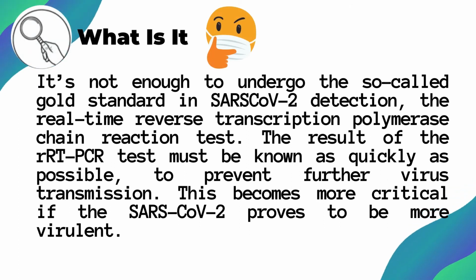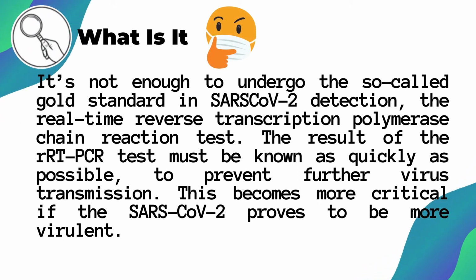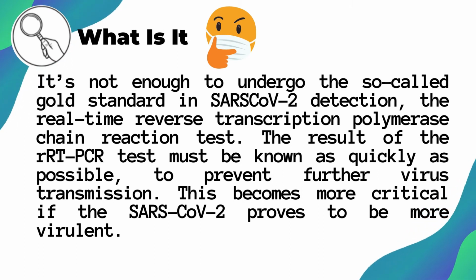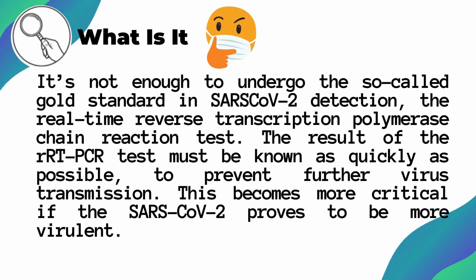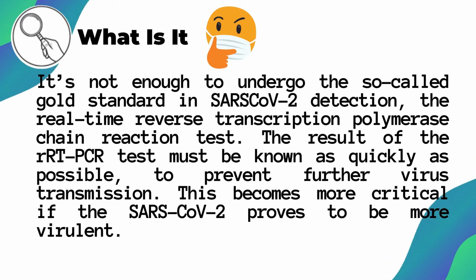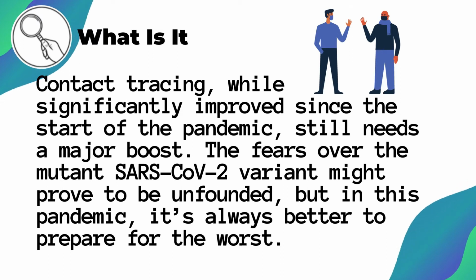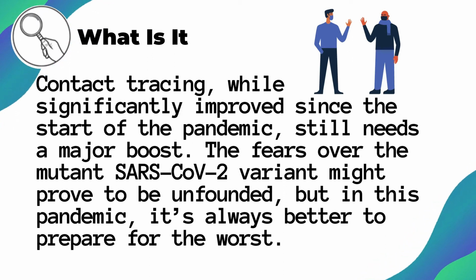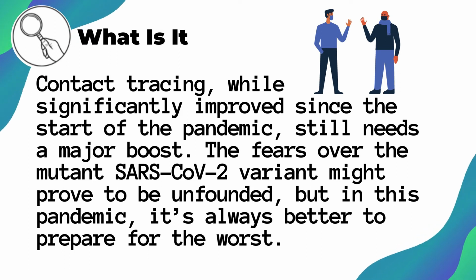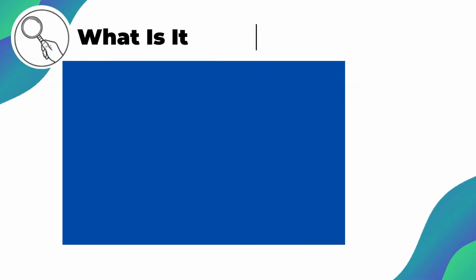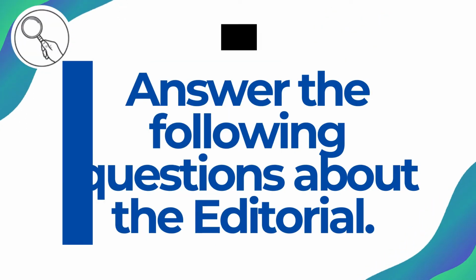It's not enough to undergo the so-called gold standard in SARS-CoV-2 detection, the real-time reverse transcription polymerase chain reaction test. The result of the RT-PCR test must be known as quickly as possible to prevent further virus transmission. This becomes more critical if the SARS-CoV-2 proves to be more virulent. Contact tracing, while significantly improved since the start of the pandemic, still needs a major boost. The fears over the mutant SARS-CoV-2 variant might prove to be unfounded, but in this pandemic, it's always better to prepare for the worst. Let us answer the following questions about the editorial.